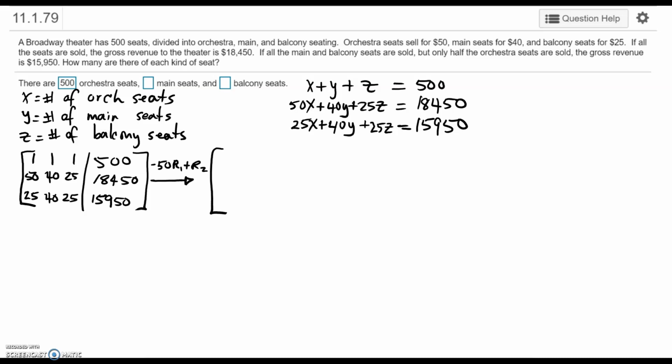That gives me a negative 50 plus 50, which gives me a 0. Negative 50 plus 40 gives me a negative 10. Negative 50 plus 25 gives me a negative 25. Negative 50 times 500 gives me negative 25,000. When I add that to 18,450, that gives me a negative 6,550. My top row stays the same.